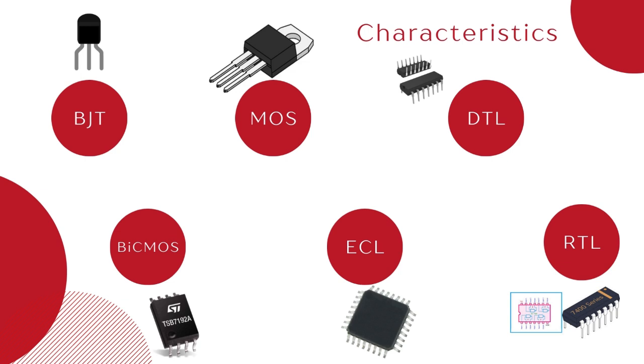BiCMOS is commonly found in high-speed interfaces, RF circuits, and analog-digital converters. However, the cost of manufacturing BiCMOS circuits is higher than either BJT or CMOS alone, which can be a disadvantage.